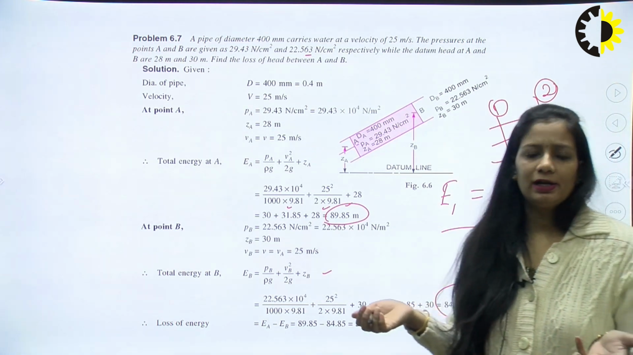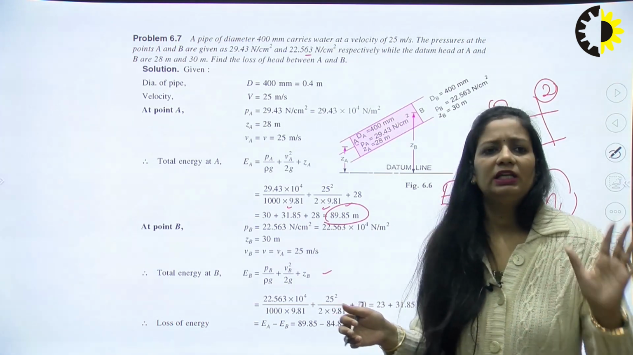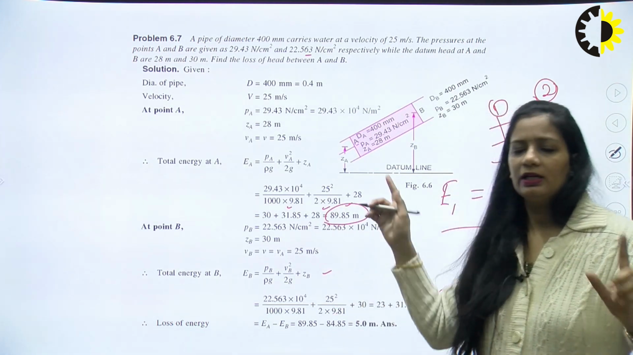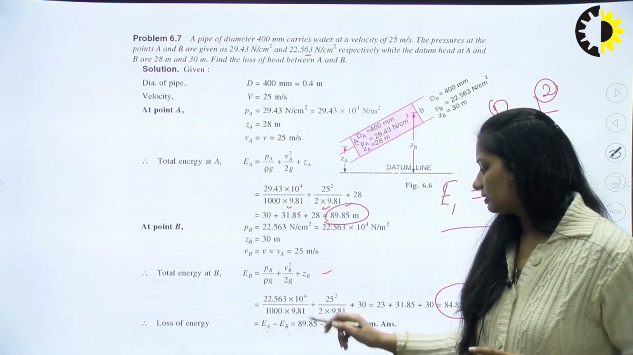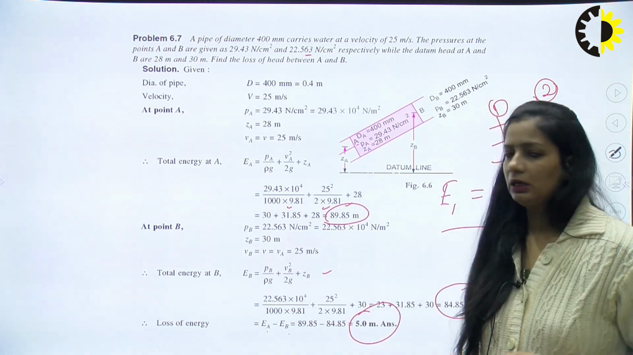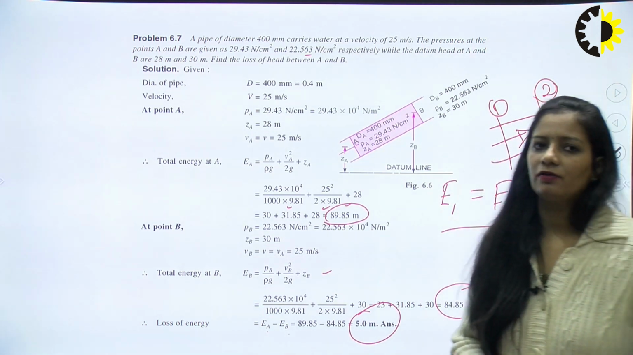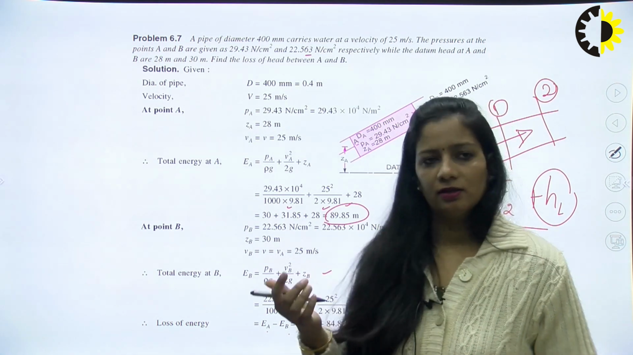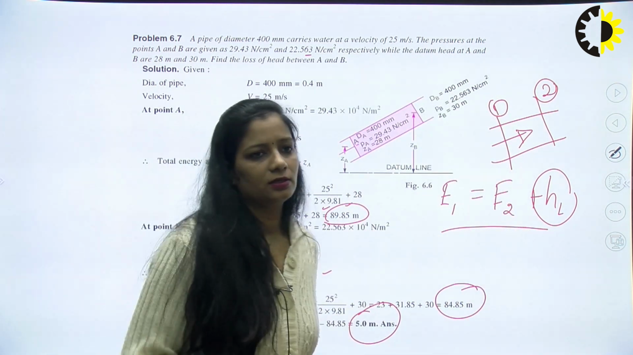So what will be your head loss? Simply EA minus EB, or E1 minus E2. So for this particular question, you are going to get EA minus EB as 5 meter. Okay, so this is all for today's lecture. We are going to discuss the application of the Bernoulli equation in the next lecture.